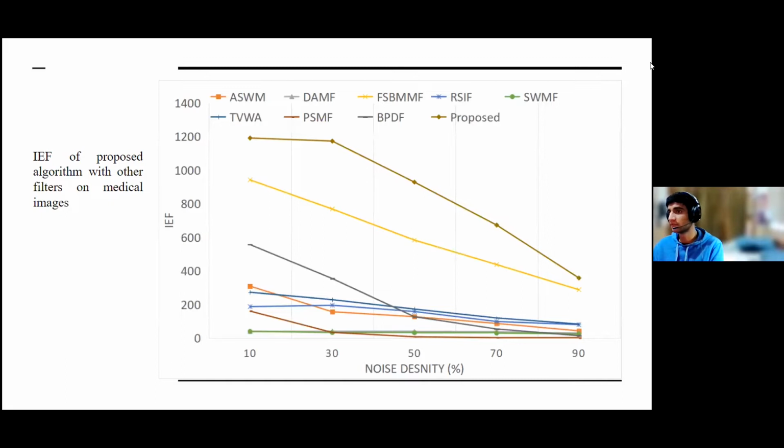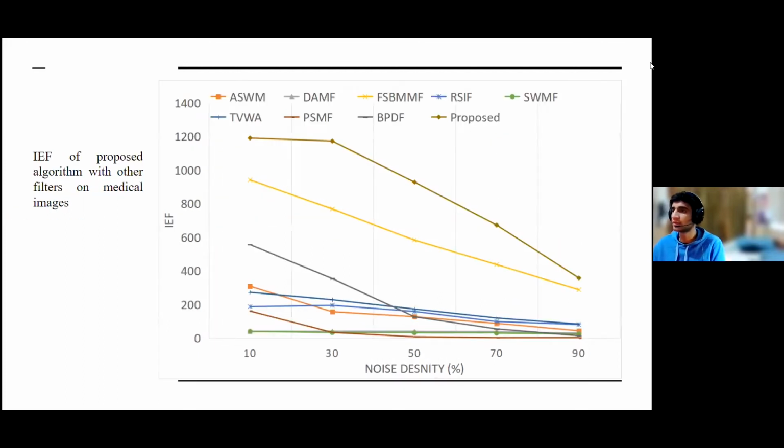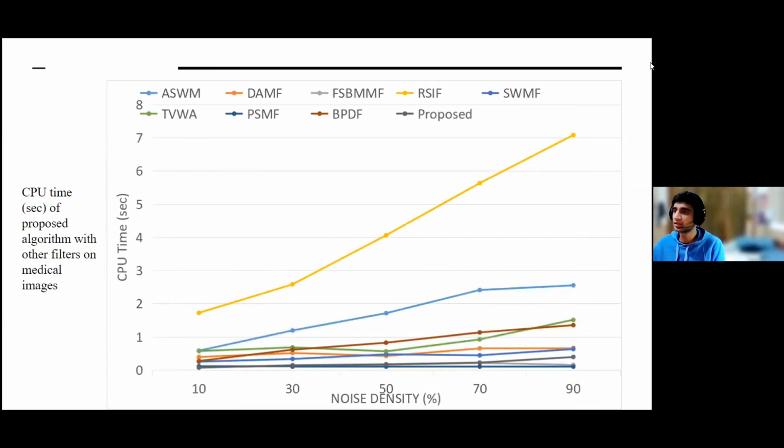From the chart shown, we can clearly see that our filter in brown gives a better peak signal to noise ratio than the other filters. In image enhancement factor as well, our proposed filter reigns supreme. When it comes to CPU time, our proposed filter runs on par with PSMF and FSB MMF filters, but due to better PSNR and IEF results, we can conclude that our overall filter is more efficient than the others.